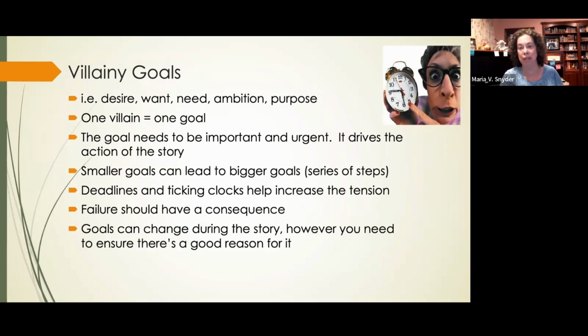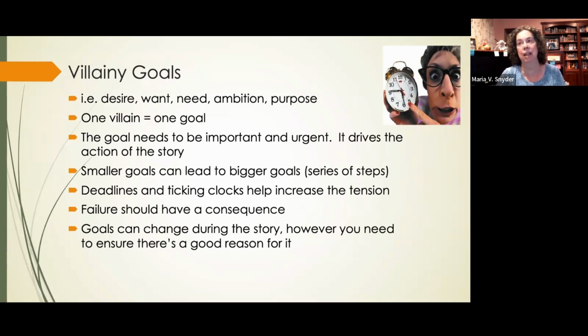And they can change. Your goals can change if the story changes, but there has to be a reason for it. It can't just be because all of a sudden you decided, well, I don't want my villain to blow up the stadium anymore, I just want them to target this one person instead. Well, why did that change? What happened? Perhaps the villain learned something or decided he wasn't going to target a bunch of innocent civilians, instead wanted to target more military personnel because he had a change of heart or something happened. As long as there's a reason for it, you can change the goal.